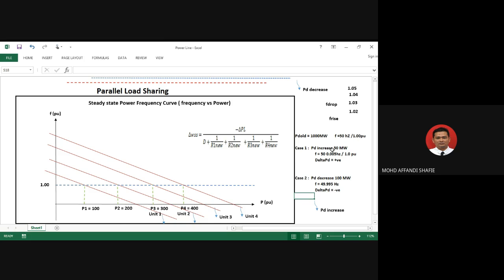Right. So now for case 1, if our load demand increases 50 megawatt, for example, PD increases 50 megawatt. So from the concept in automatic generation control, studying the frequency: once the power demand increases, the frequency will drop.